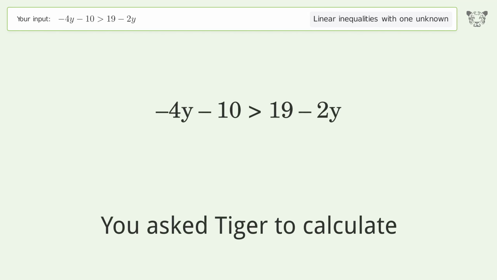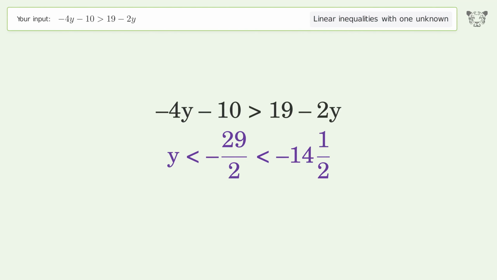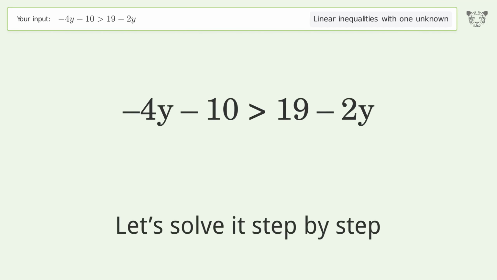You ask Tiger to calculate. This deals with linear inequalities with one unknown. The final result is y smaller than negative 29 over 2 smaller than negative 141 over 2. Let's solve it step by step.